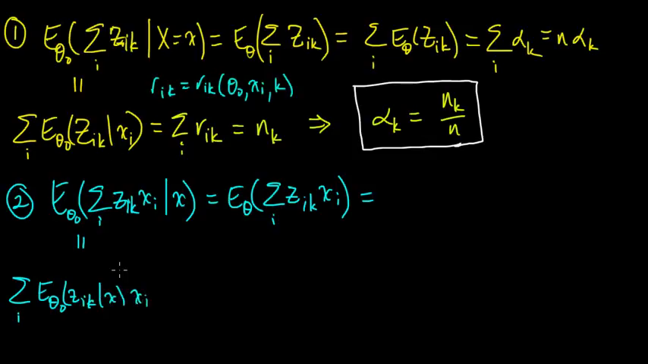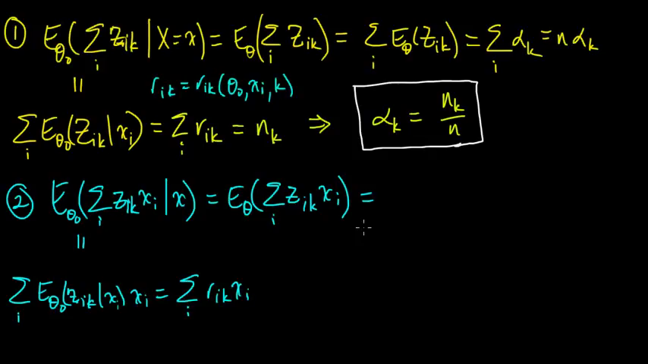And just like before, this just depends on xi. And that's a capital Z there, it's a random variable Z. And this is just the same thing as before. This is what we defined as these rik. So this equals the sum over i of rik xi. All right, nice and easy.